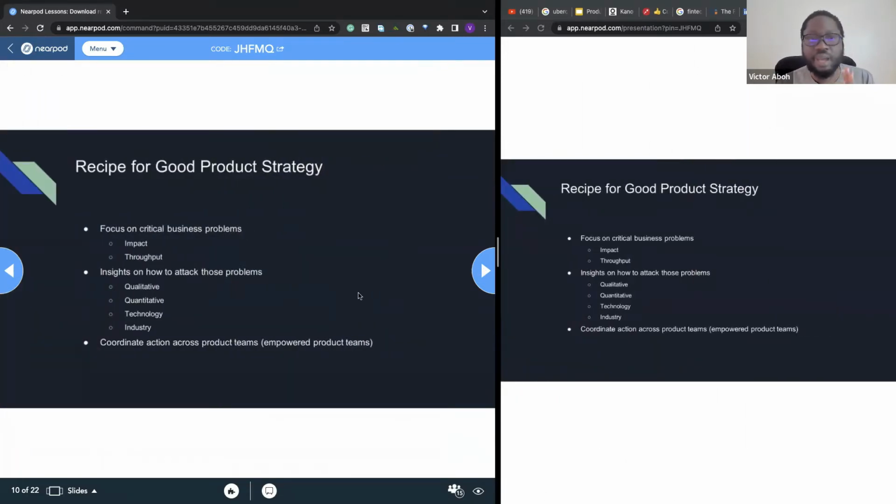So here are some recipes for how to create good product strategy. Number one is focus on critical business problems. We want to make sure that we are focusing on problems that have impact, right? And so if we are doing 10, 15 main things, that's way too much, right? As a company, we need to be focused on 1, 2, maybe 3 things that are, like, these are the things that are most important to us.